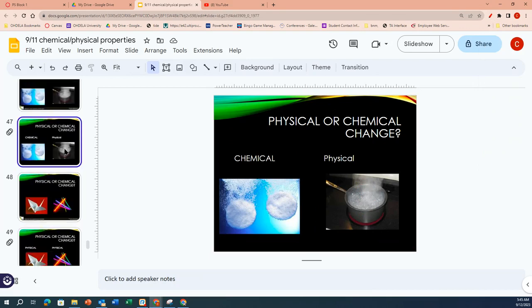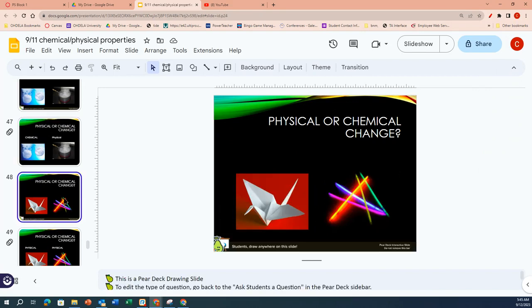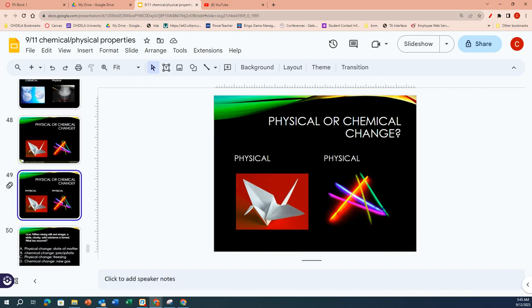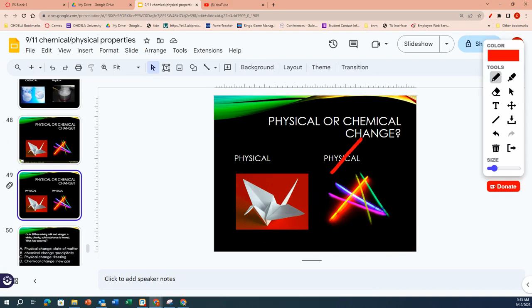So here's chemical and physical. So physical or chemical, folding paper, got glow sticks. Glow sticks, if you remember how they work, there's a little glass tube inside and the two chemicals react to each other. So we got, oh, this one is incorrect. This is chemical.